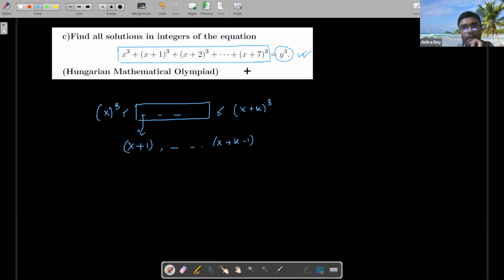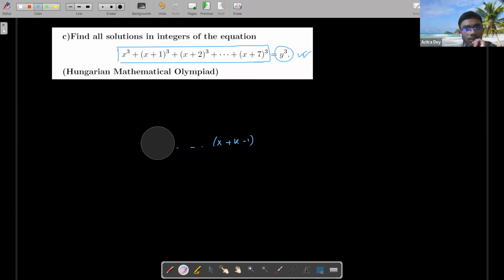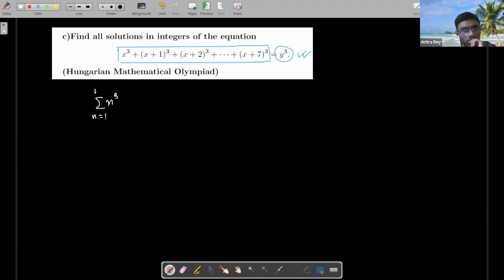I need to open this bracket, but I will not open it like a fool. I will open it very cleverly, and I am going to use some summation formulas. I think everyone knows that the summation of n cube, with n varying from 1 to some number k, is k into k plus 1 divided by 2, that whole square.